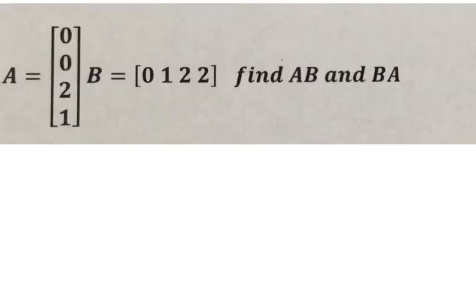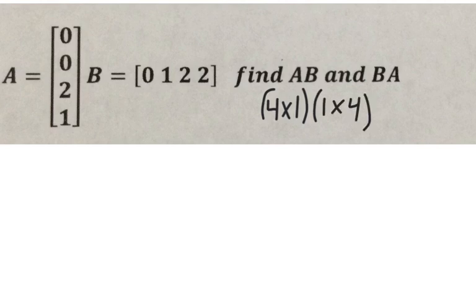A times B. So A, these always seem to throw people off. What are the dimensions of A? It is a 4 by 1. Anytime there's a 1 row or a 1 column, people seem to get confused. What are the dimensions of B? So 1 by 4. So can I do A times B? Yes. What's its final dimensions? It's a 4 by 4.